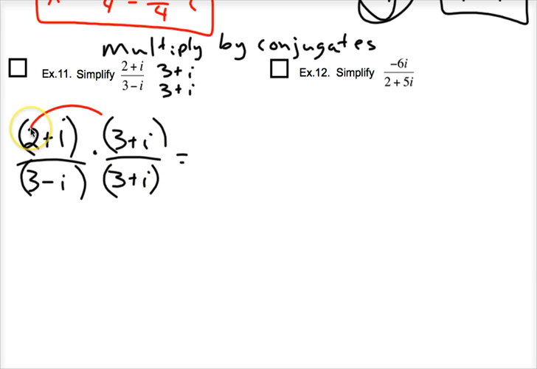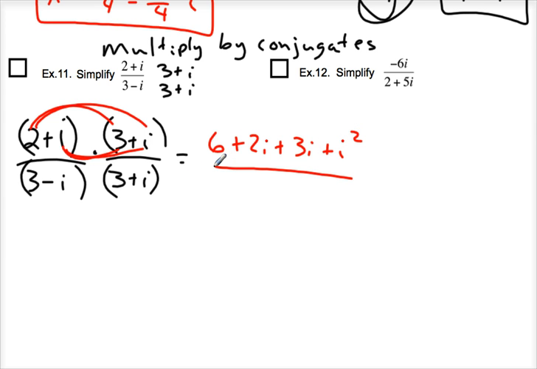On the top, I'd have 2 times 3 is 6. 2 times i is 2i. I'd have i times 3 is 3i. And i times i is i squared. On the bottom, I'd have 3 times 3 is 9. And then the middles are going to cancel out. You're going to have 3i and negative 3i, so I don't need to worry about that. All I need to worry about is this being negative i squared.